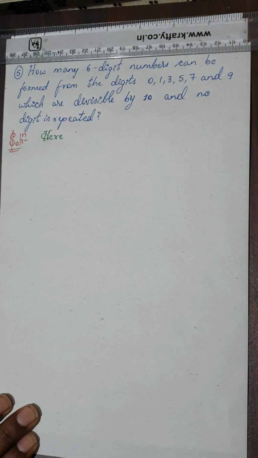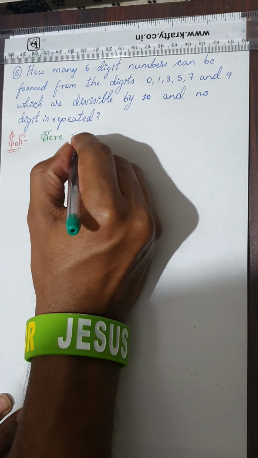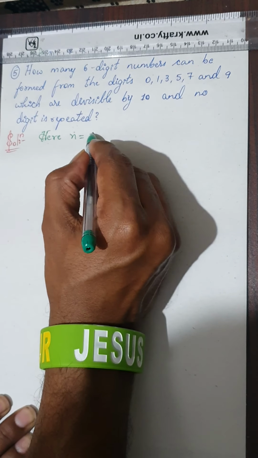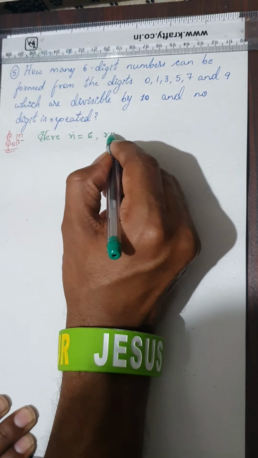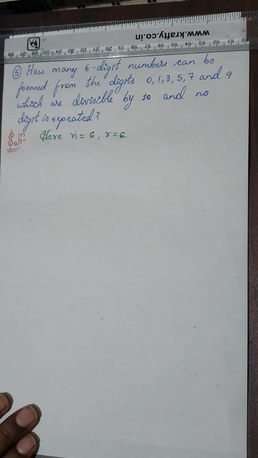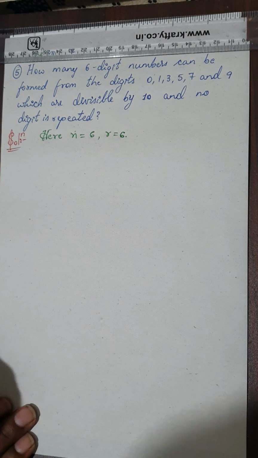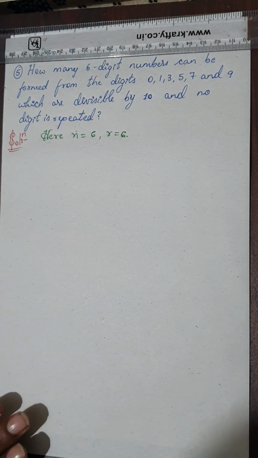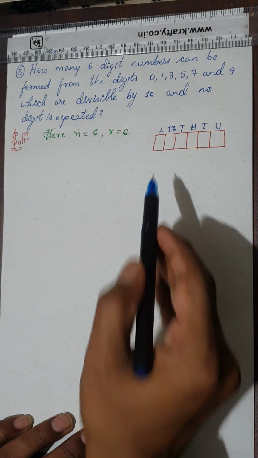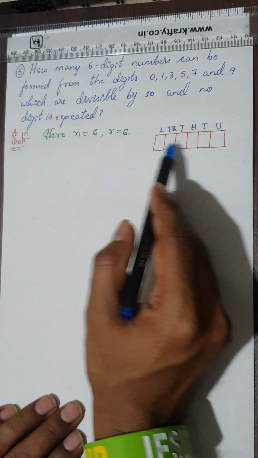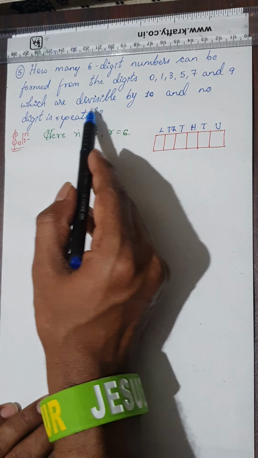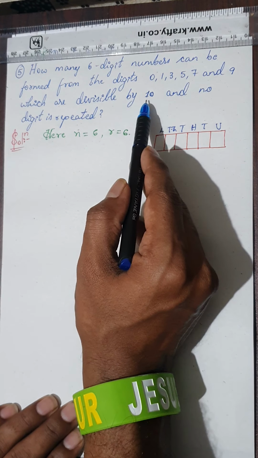So here n is equal to the total number of digits. You can see here 1, 2, 3, 4, 5, 6. He has given n as 6, and you need a 6-digit number, so r is also 6. Now there is one condition you have to know, please note it down. I have given 6 boxes with which I can frame a 6-digit number. But the question is, it has to be divisible by 10.